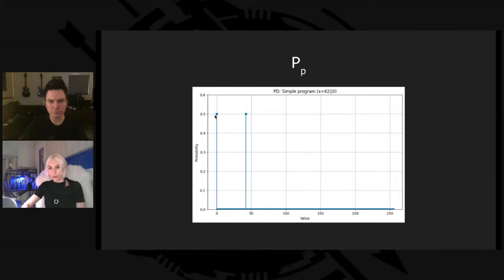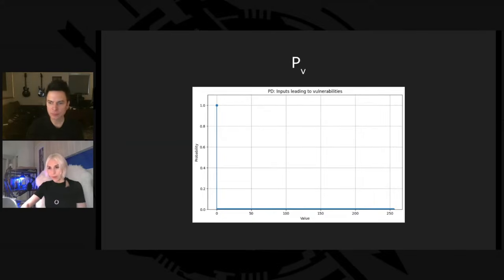So 42 and 0 are the two values that pick here, and everything else is null. All other values of the byte are illegal, and so they are not existing in this probability distribution. And lastly, here is the probability distribution of the vulnerabilities in that program. In this case, there is just one vulnerability, which happens when the target value is 0. The input value is 0. And the likeliness of this value causing a vulnerability is 1.